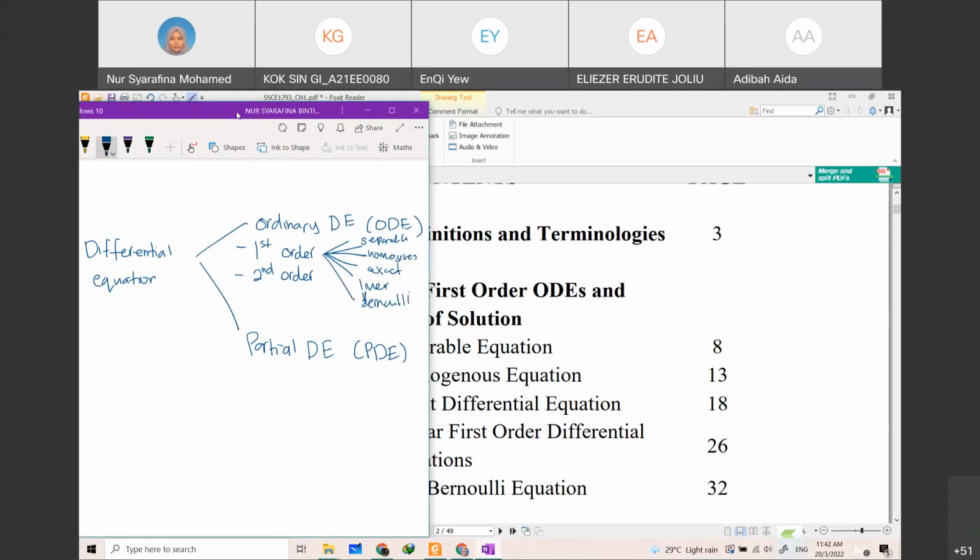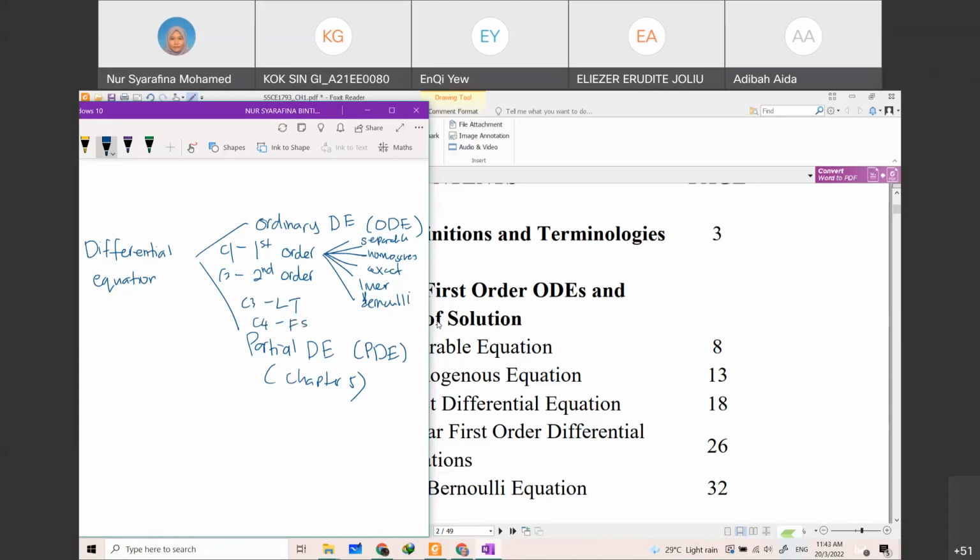Okay, and then the second order, let's proceed with it in our second chapter later on. And this partial differential equation is in chapter 5. So this is chapter 1, this is chapter 2, chapter 3 we have Laplace transform, chapter 4 we have Fourier series, chapter 5 we have PDE.